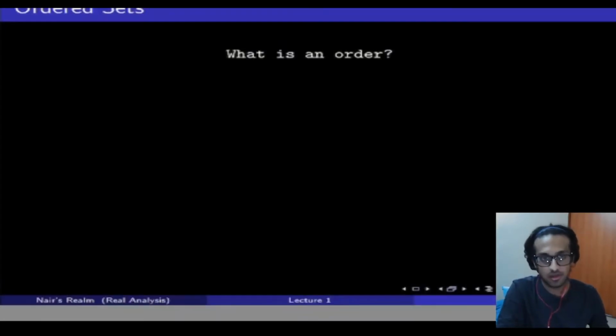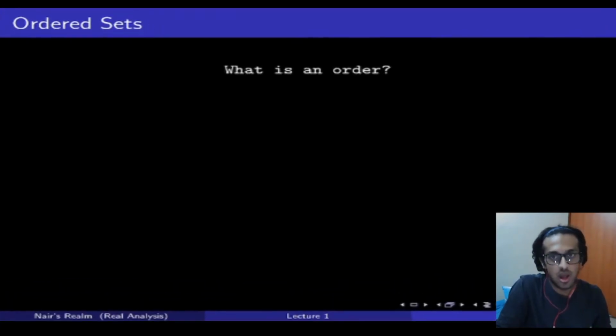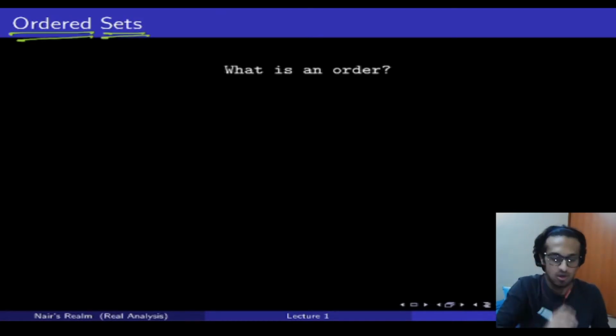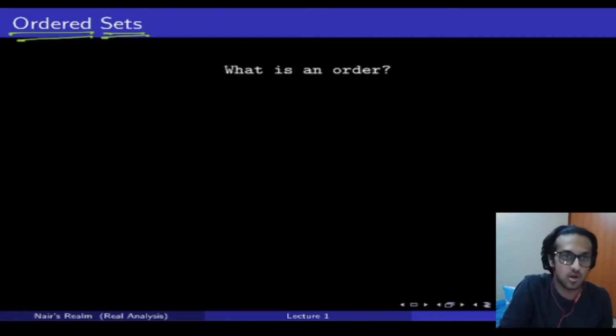And the first thing we're going to be dealing with today is about ordered sets. So as you can see, we are dealing with ordered sets. So obviously when you see ordered sets, the first question that's going to come into your mind is obviously, what is an order, right? So I'm going to take an example to demonstrate this, and then we'll deal with the formal definition in mathematical terms.